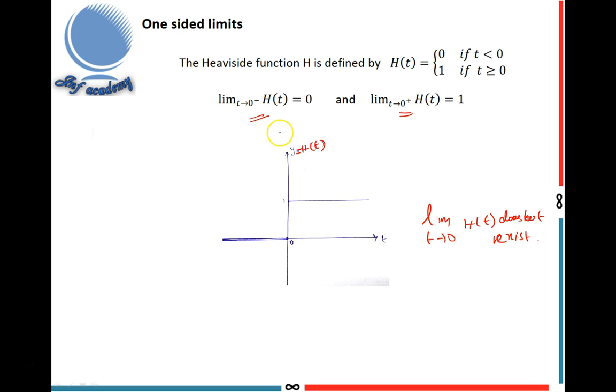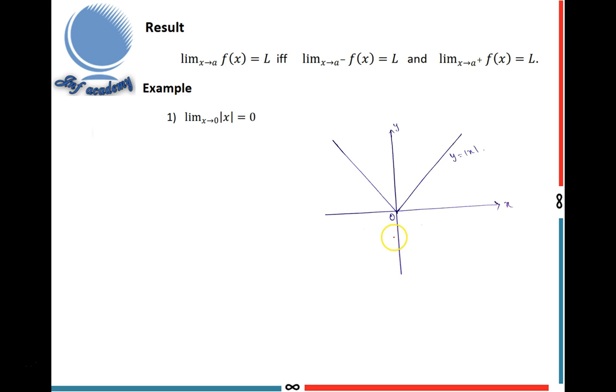Because here the left hand limit and right hand limit are not equal. This is the one-sided limit function, the Heaviside function. Here the left hand limit and right hand limit are not equal. So the limit as t tends to 0 of H(t) does not exist. Next, I am going to explain one result.